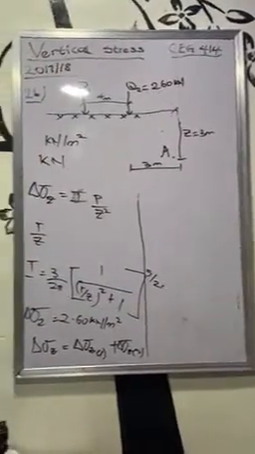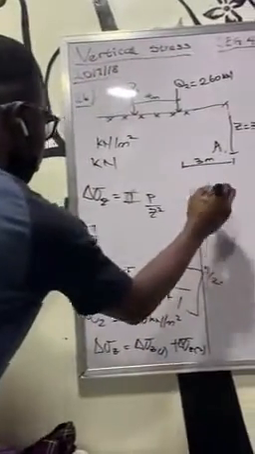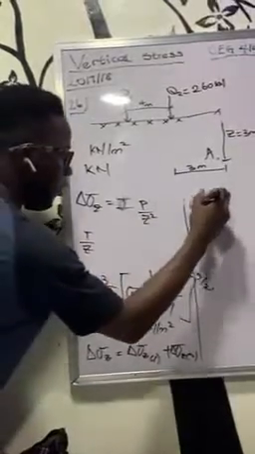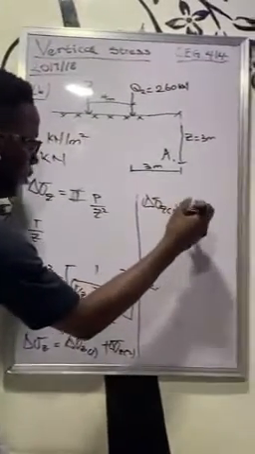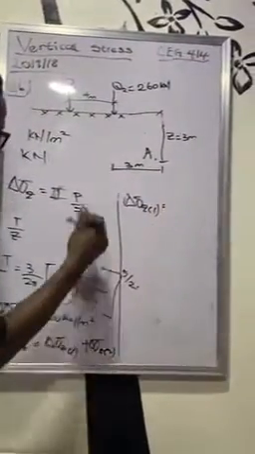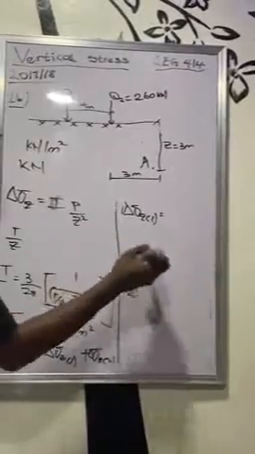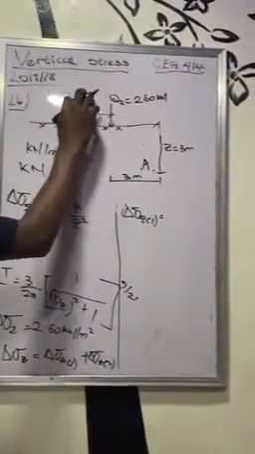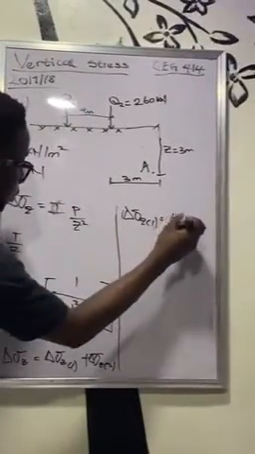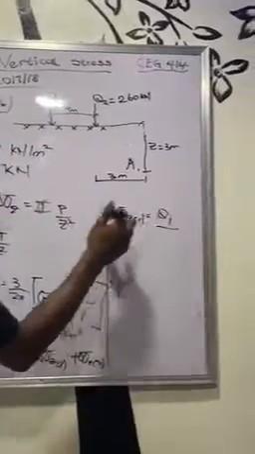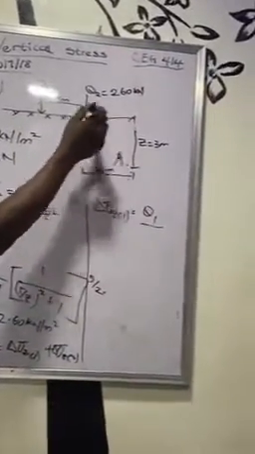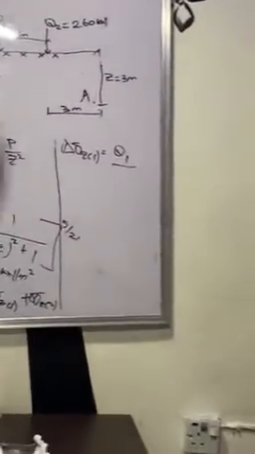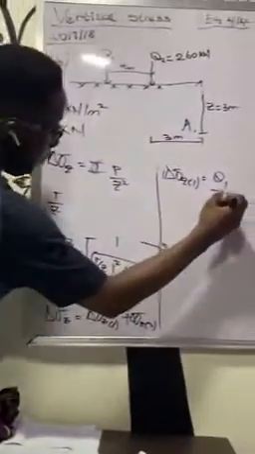So let's do the first one. That's delta sigma Z1. That's I into P over Z squared. The P is what we're looking for in the first one. That's Q. We don't have it, so just have Q1. The Z is the depth. Wherever point they are giving you, the depth from the ground surface to that point is Z. So Z is 3 squared.